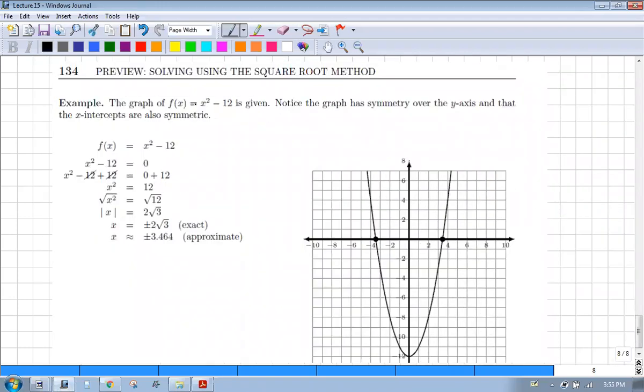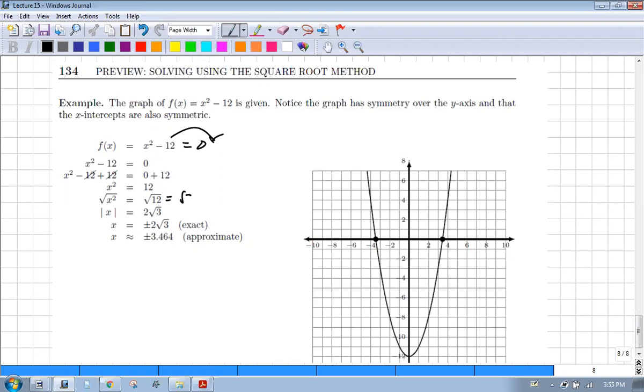All right, this guy here, x squared minus 12. This is x squared, just moved down 12 units. All right, so to find the roots, set it equal to 0, right? You just throw the 12 over. You got x squared equals 12. Square root both sides. Square root of x squared is the absolute value of x.